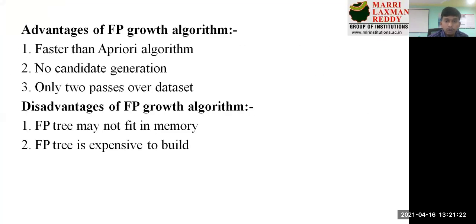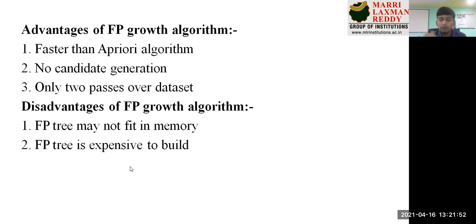Next, we'll be looking into advantages and disadvantages of this algorithm. As already mentioned, FP growth is faster than Apriori and doesn't require any candidate generation, right? And also it doesn't need to scan the complete database. So it requires only 2 passes over the data set. That is to generate your tree and to generate your conditional pattern base, and finally your frequent patterns.